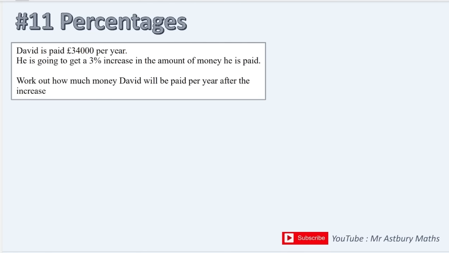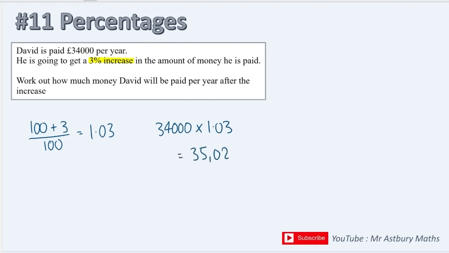The next question is an increase by 3%. Now, in order to work out percentage increases, I use this formula. I take 100, and then in this case, I'm increasing by 3%, so I add on 3, and then I divide through by 100. And this gives me that the multiplier is 1.03. So what I do next is I take the amount of money, and I multiply it by that increase. And that is going to give me 35020. And that is how I do percentage increases.